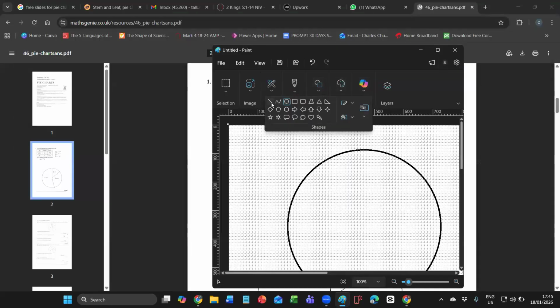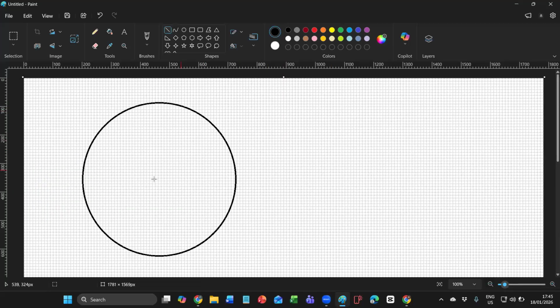Once I know the center of my circle, let's pretend the center of my circle is there. I would use a ruler and draw a radius. Now, my aim of drawing this radius is, well, at least this will be one of the defining lines, right? It's for me to know where to place my protractor.